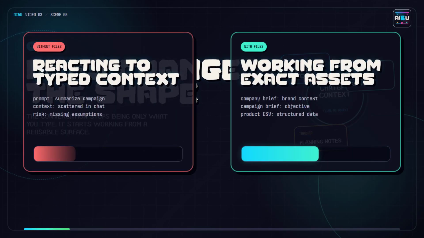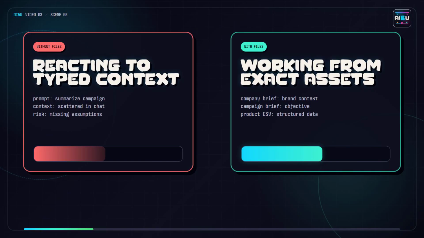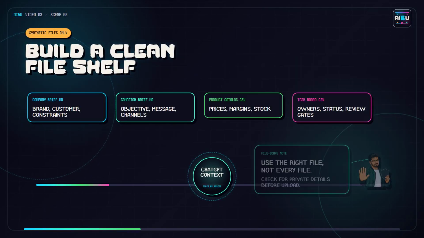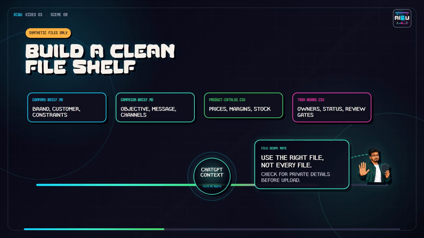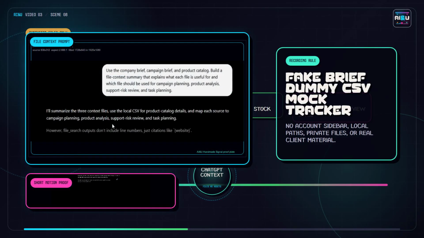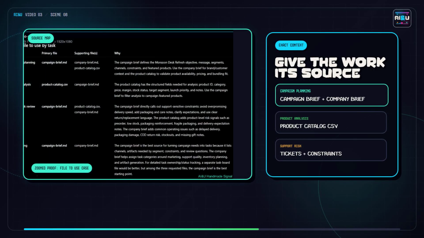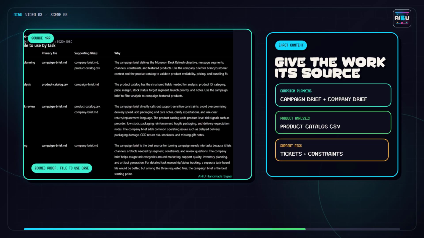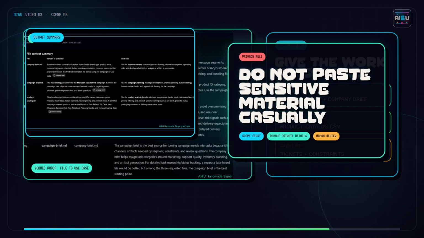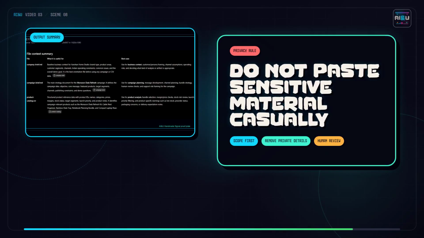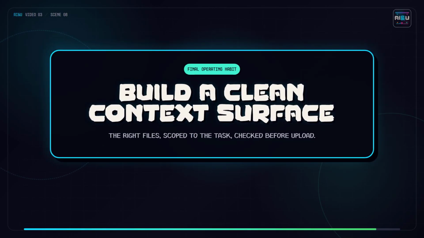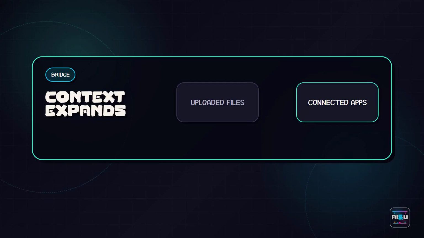Files change the shape of the conversation. Without files, ChatGPT is mostly reacting to what you type. With files, it can work from a document, a spreadsheet, a planning note, or a dataset. The safe way to demonstrate this is with synthetic files: a fake brief, a dummy CSV, a mock tracker, and a sample planning document. The lesson is simple. If the work depends on exact context, give ChatGPT the context as a file or project asset. Do not paste sensitive material casually. Build a clean context surface.